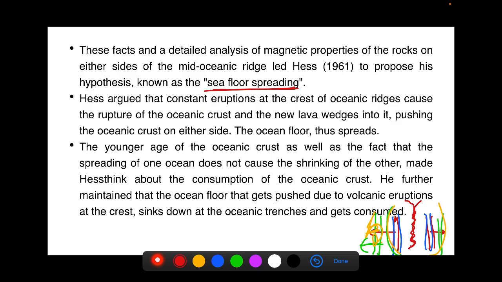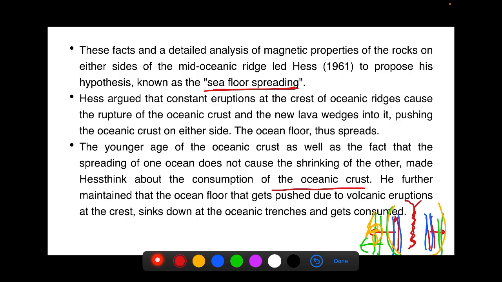The younger age of the oceanic crust, as well as the fact that spreading of one ocean does not cause the sinking of another, made Hess think about the consumption of oceanic crust. Right? So we can now see that if one ocean floor is spreading, it does not mean that another is becoming shorter. This is what Harry Hess has to say.